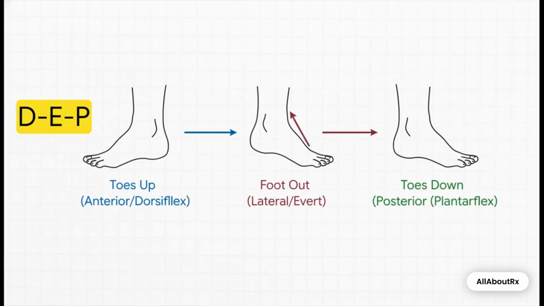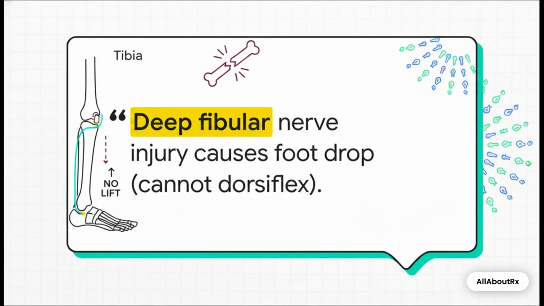Let's anchor that spatial understanding with an incredibly useful mnemonic from our All About RX guides. Just remember the letters DEP. Dorsiflex is anterior, evert is lateral, and plantarflex is posterior. If you can remember DEP, you can intuitively map out the actions of the lower leg without ever second-guessing yourself on an exam. So the crucial point is how this translates to clinical trauma.